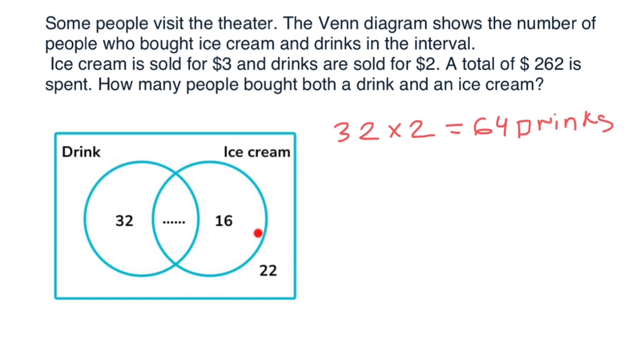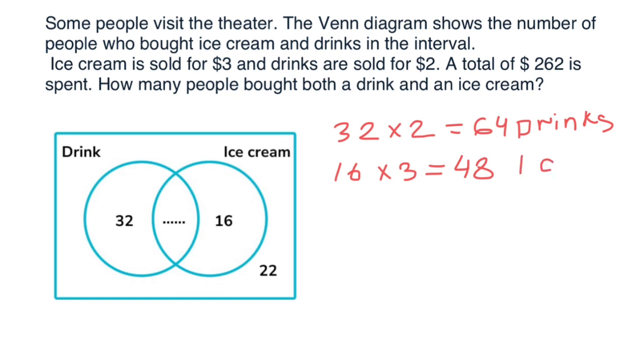We also know that 16 people bought ice cream. Each cost $3. So 16 times 3 is going to be $48 were spent on the ice cream.